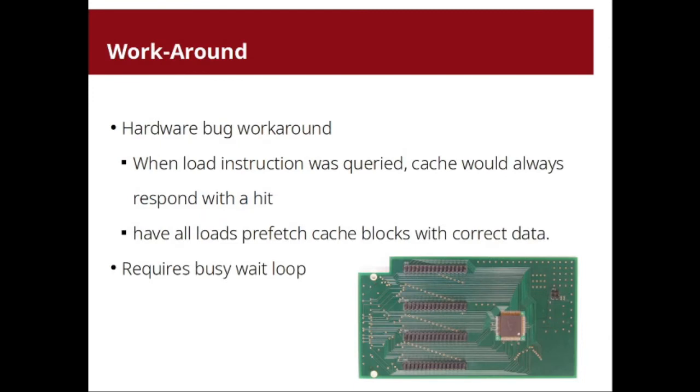One instance that DT was used was for a hardware bug workaround. After a chip was sent off for fabrication, it was discovered that there was a hardware bug. Whenever a load instruction was queried, the cache would always respond with a hit. Fortunately, there was a workaround. We would simply have all loads prefetch cache blocks with the correct data. Unfortunately, this did affect the performance estimations, but the system could at least demonstrate functional correctness.